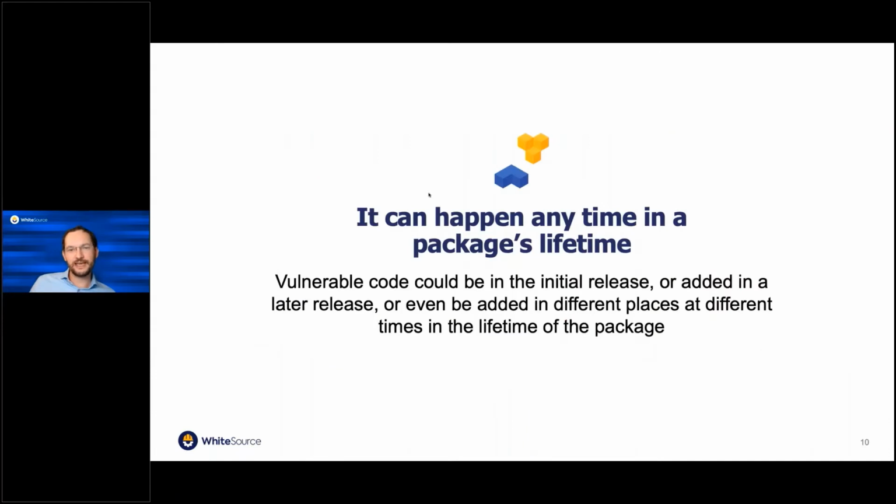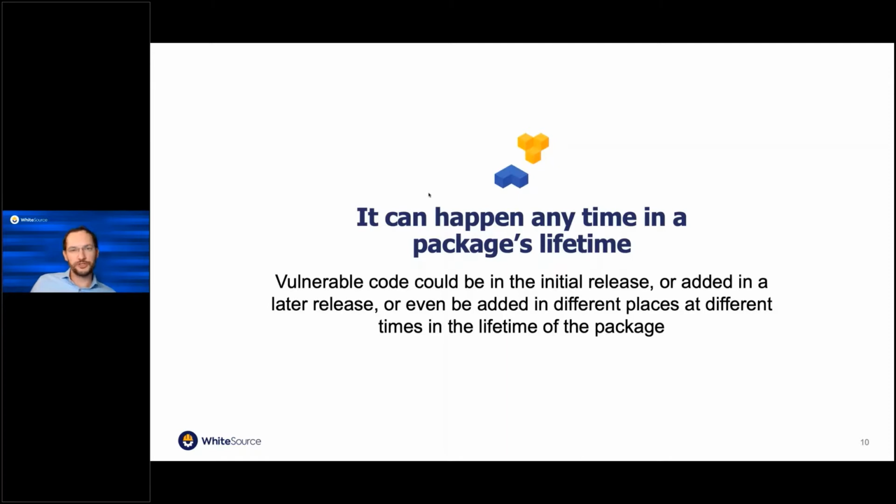All right, so the next thing to understand is that a vulnerability in a package can happen anytime in a package's lifetime. The vulnerable code that is discovered in a package could actually have been in the initial release, but it also could have been added in a later release. There's no general trend here except for relating it to lines of code. It can happen at any time. It could have been there from the very start. And if a package had an accidental vulnerability from the start, there was probably nobody looking at it when that code was being committed.